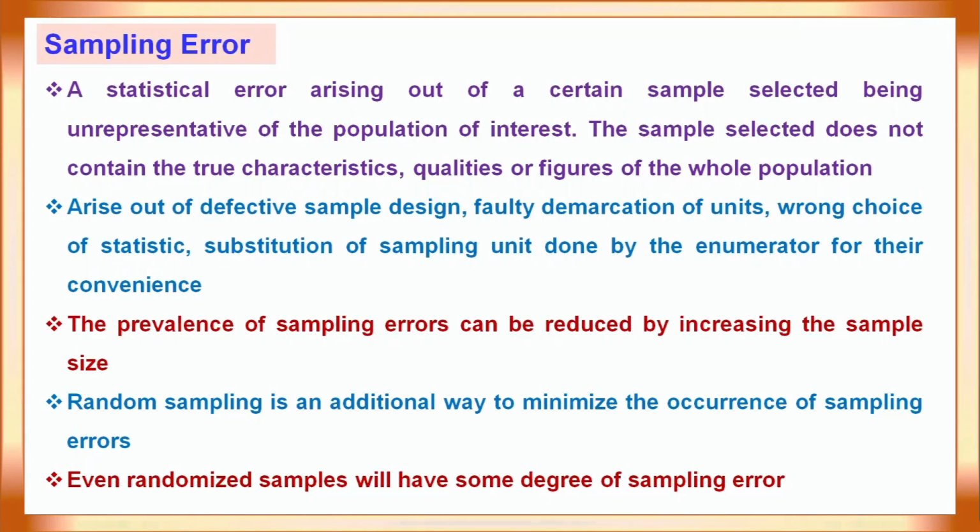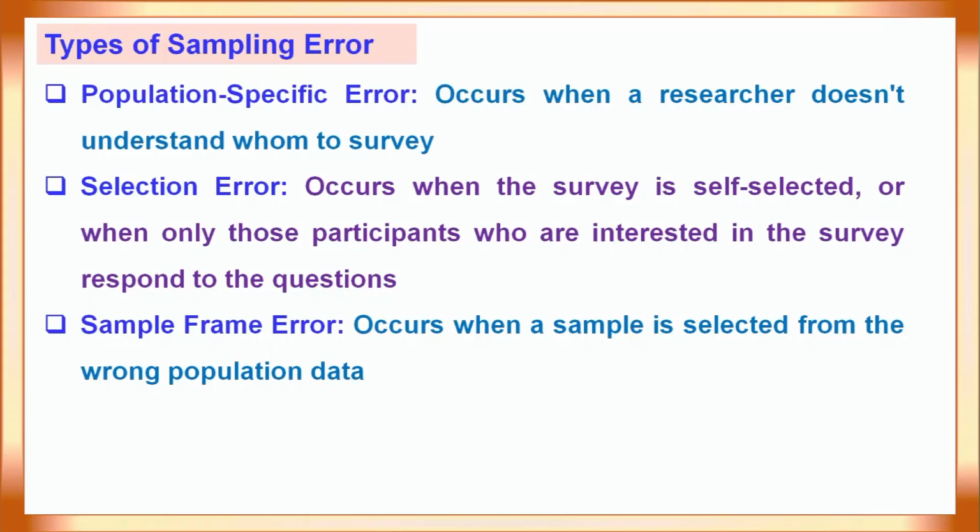But one thing you have to keep in mind: whatever technique you adopt, whenever you are using sampling, there will always be some degree of sampling error. The positive thing about this sampling error is that it can be determined how much sampling error is present in your study. Now, coming to the different categories of sampling error, there are three broader types. It may be population specific error, selection error, or sample frame error.